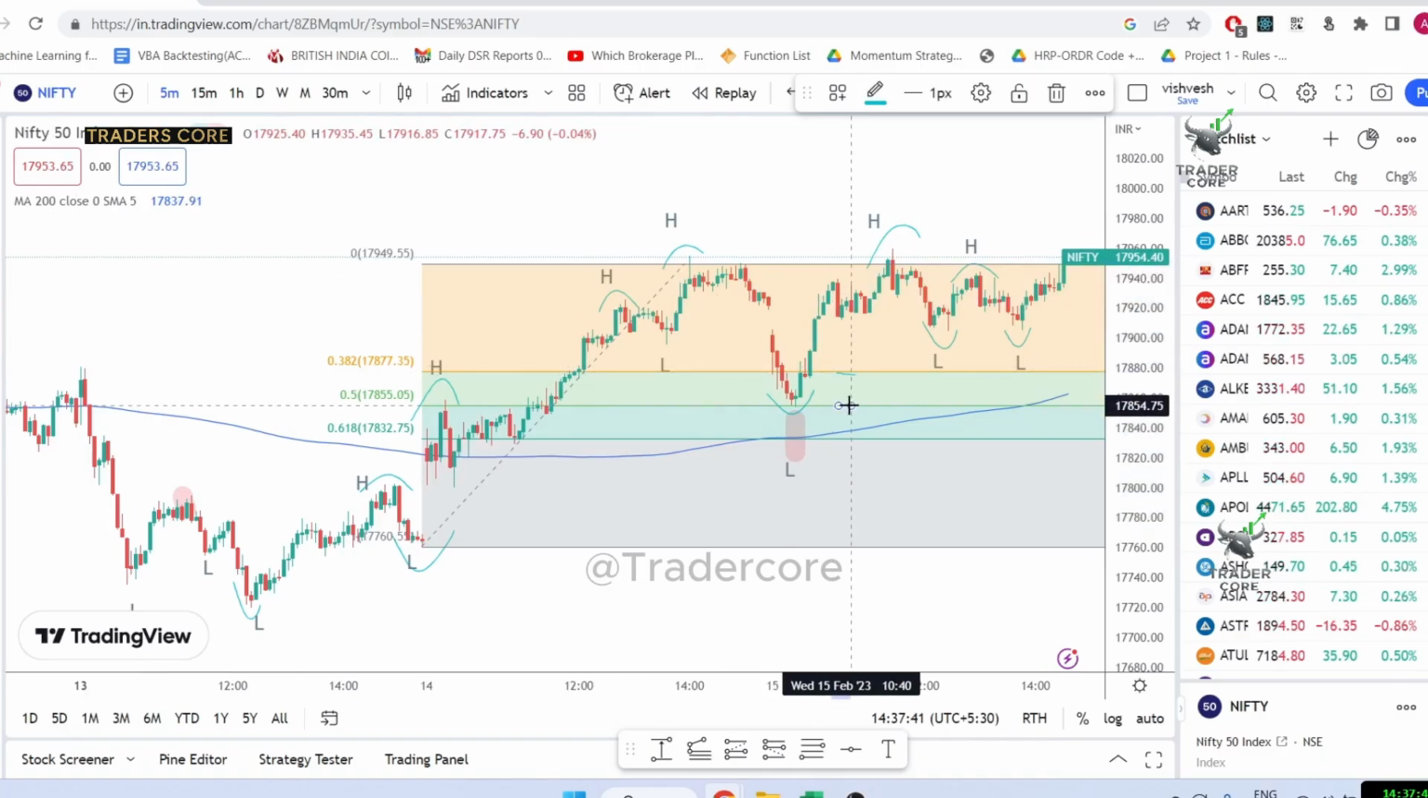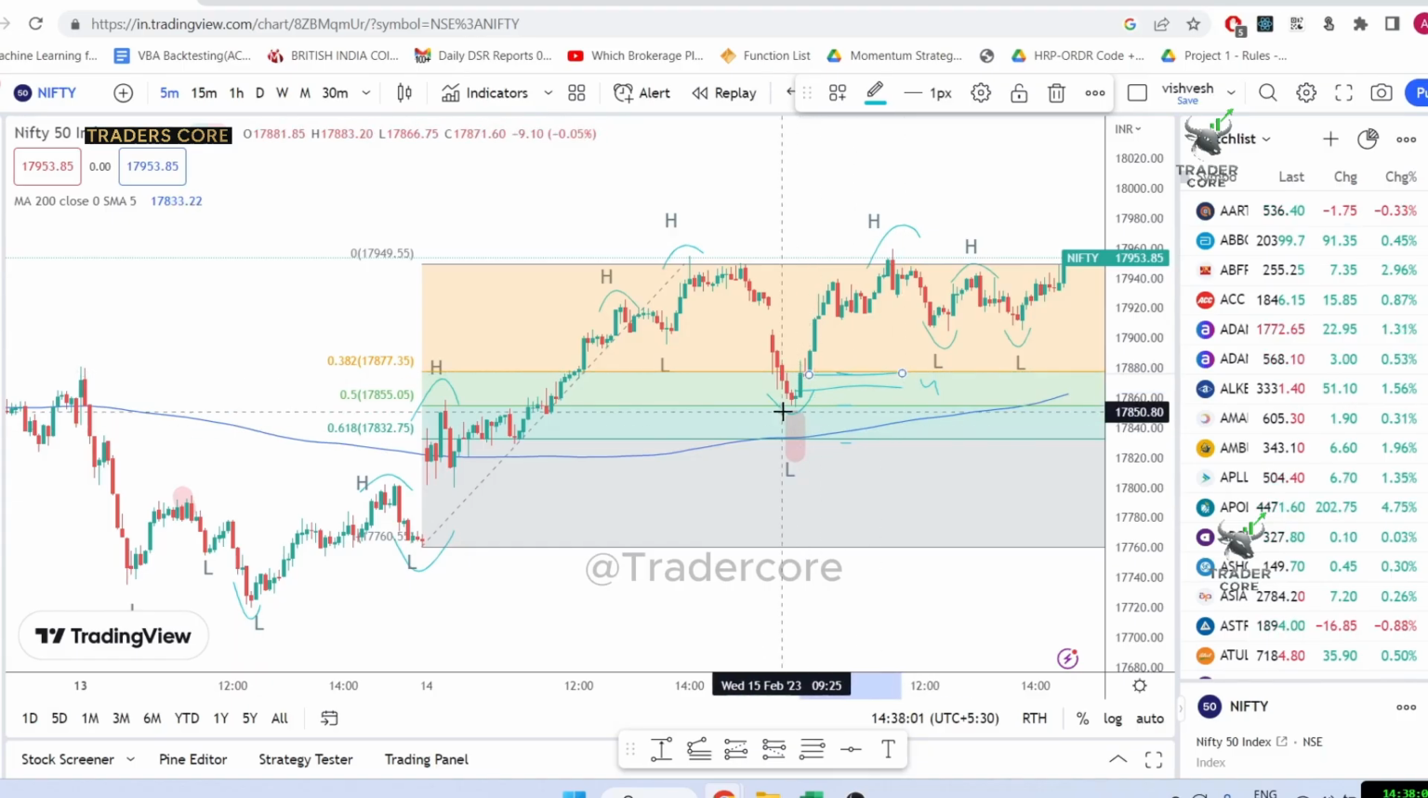So this is a good entry. And when are we going to take an entry? When we find this high is broken, we can take an entry at the high of this candle. This can be a buying entry, or we can take the entry when we find another green candle, at the closing price. So either way we can take an entry. This can be a buying entry.